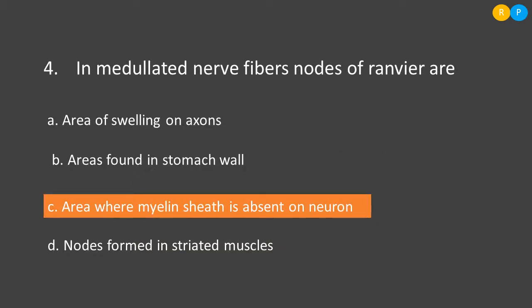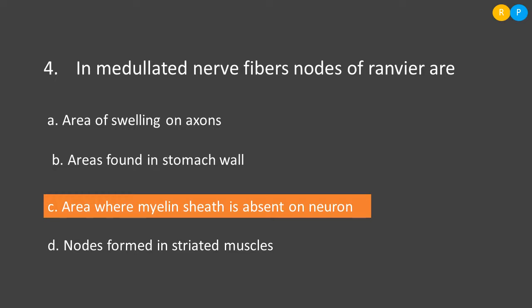As our fourth question, in medullated nerve fibers, nodes of Ranvier are. Nodes of Ranvier is one of the regions present in the neuron. If you look into the neuron structure, it has two parts. One is the head region and the other is an elongated tube. That elongated tube is called the axon.